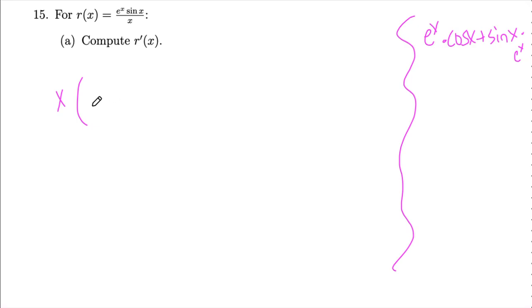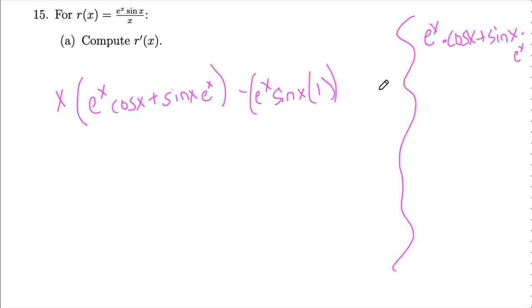So we're going to get e to the x cosine x plus sine x times e to the x. All right, so we just did low d high minus high times the derivative of the denominator, which is just 1. And I should put parentheses there like so. And then this is all going to be over low squared, or just x squared. All right, so now all we have to do is clean this up. So, and this would be r prime equals.